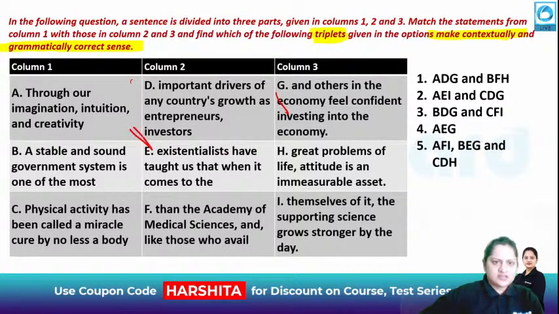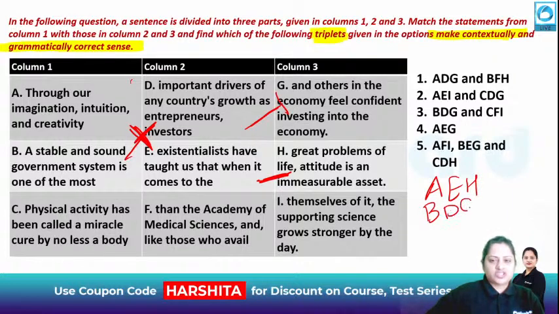AEH is making sense here. If we see the meaning, there is no grammar error here. I will check the grammar also simultaneously. That is important. Stable and sound government system is one of the most important drivers of any country's growth, as entrepreneurs, investors, and others. So BDG. So one is your AEH, then there is BDG. Then guys, there is also one more which is CFI, which is correct. CFI is also correct. Now, what is there in the options is what you will mark. There are only 2 correct ones in the options. You will mark that, BDG and CFI. Even AEH is making a pair.